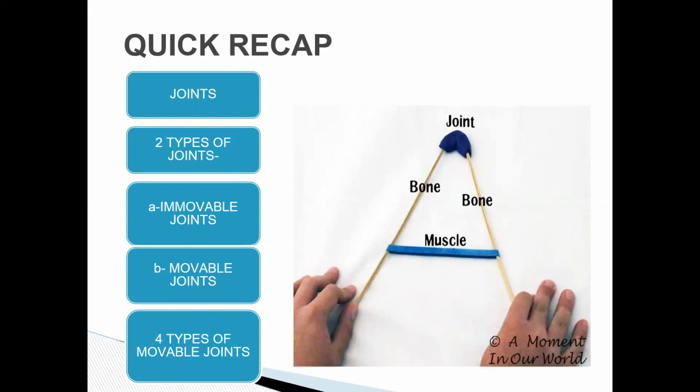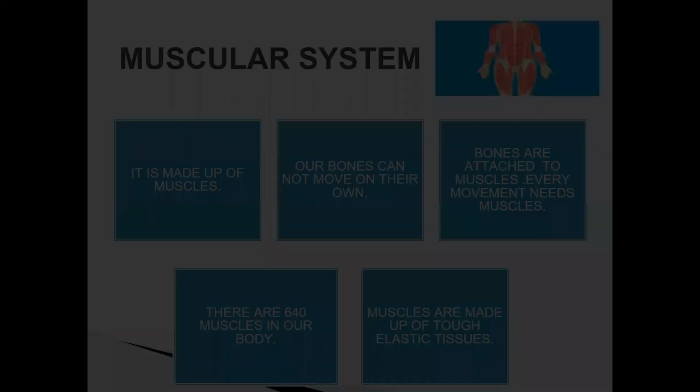So how many types of movable joints are there? There are four types of movable joints. What are they? They are ball and socket joint, hinge joint, pivot joint, and gliding joint. This all we studied in the previous video. Keep revising so that you are well learned with the knowledge which you have received.